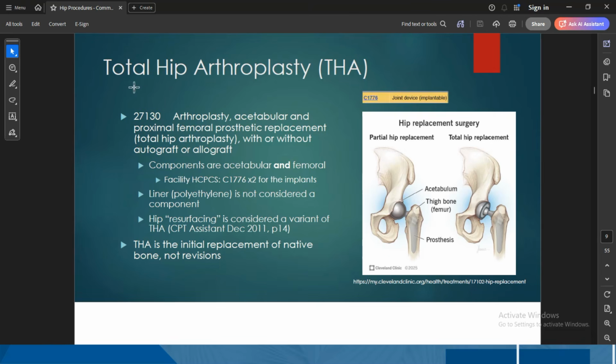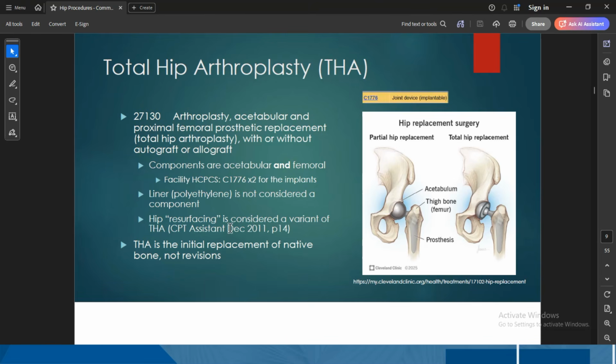As we have discussed previously, now we have the most common code, 27130, total hip arthroplasty. In the operative report, mostly we will see it as THA, where the physician will replace the acetabular component as well as the femoral component. So these are the acetabular and femoral components. Here also the polyethylene liner is not considered a component. You just need to consider the acetabular component and the femoral component. These are the two components in hip replacement surgery.